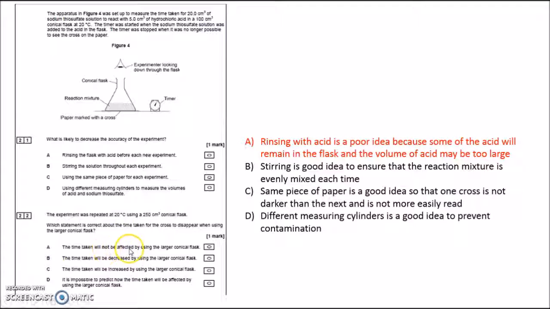So the time taken will be not affected by using a large conical flask. No, the rate is going to go slower. Remember, if a rate goes slower, then the timer is going to take more time to complete the reaction. So the time taken will be increased rather than decreased, so that's incorrect. The time taken will be increased by using the large conical flask. C is correct, so the reaction is going slower, the time taken is increased. It's impossible to predict how the time taken will be affected. Now we've worked out the reaction is going to go slower and the time is going to increase. Your answer is C.